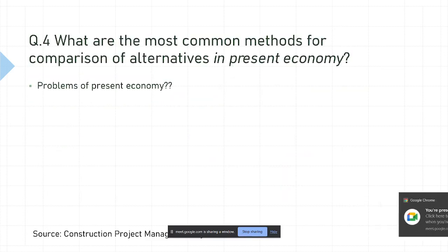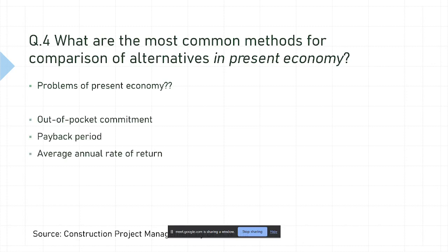Okay, moving on. What are the most common methods for comparison of alternatives in present economy? Anybody who would like to elaborate what is the present economy, or what are the problems of present economy? Okay, in conditions where we don't account for time value of money, we call those problems of present economy. So we have got three most common methods: out of pocket commitment, payback period, and average annual rate of return.